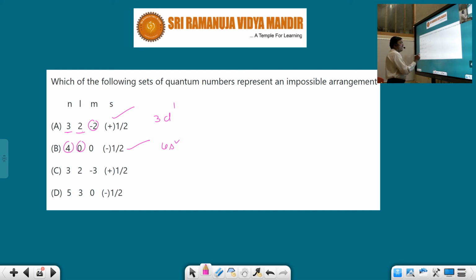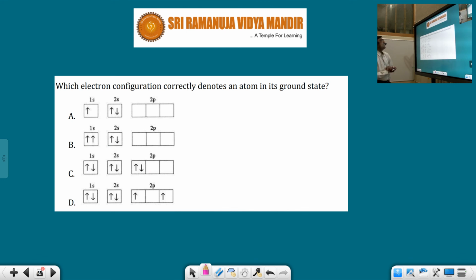Now here is the impossible one, try to understand. This is 3, 2, which means it is d. For a d orbital, the m value will be minus 2 to plus 2 only. The m values will be minus l to plus l, and here the l value is 2, which means it should be minus 2 to plus 2 only, so it is wrong. This is fine. I hope you understood. Now let us see some more.